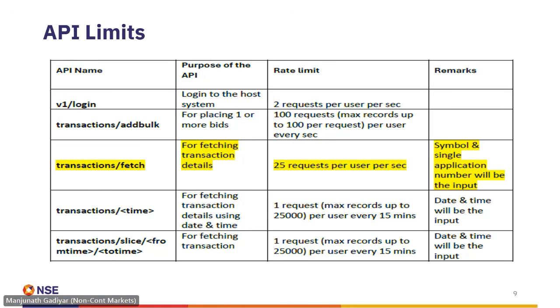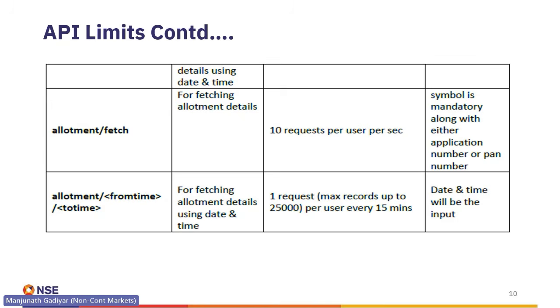Similarly, there is the transaction fetch API, wherein the user, for whatever reason, has not mapped the callback API and wants to know the payment status, or the status of a particular transaction, through a fetch API. These are the limits that Exchange provides. All these limits are provided in annexure C of the API document.